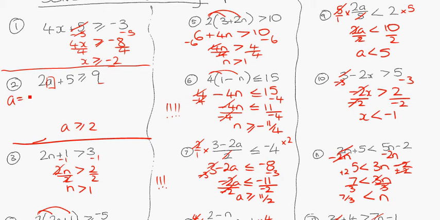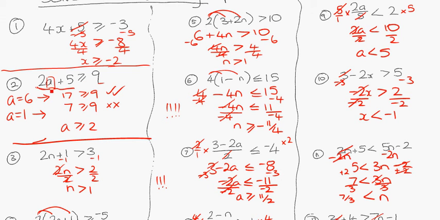We could try a equals 6. Let's substitute it into the left-hand side. 2 times 6 is 12. 12 plus 5 is 17. And yes, it is a number bigger than or equal to 9. However, if you were to try a equals 1, substitute it into the left-hand side here. 2 times 1 is 2. 2 plus 5 is 7. You'll find that that's not true. It doesn't give me a value bigger than or equal to 9.